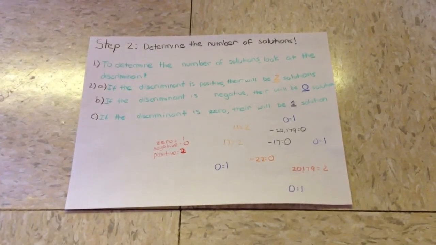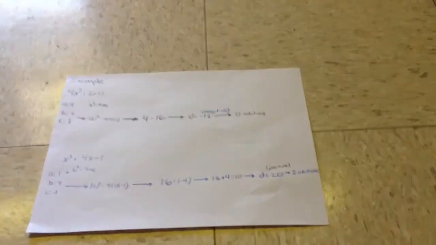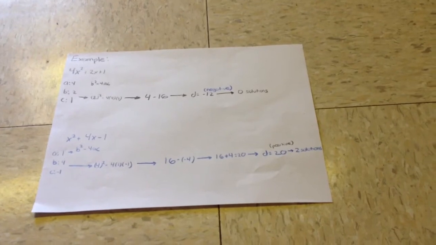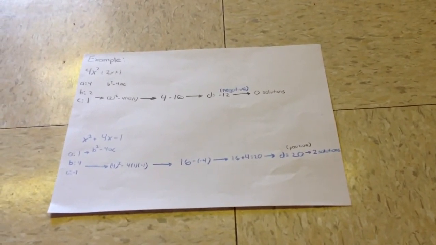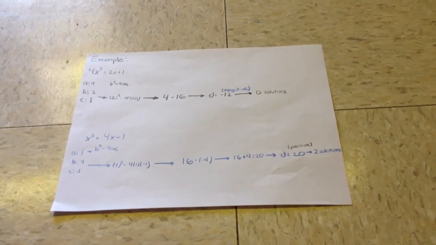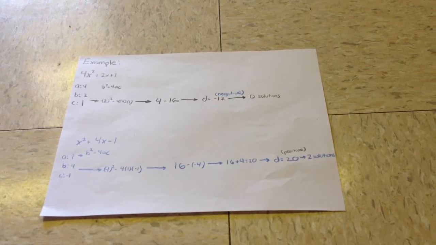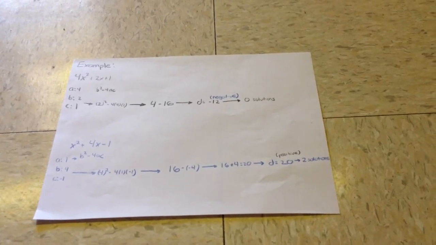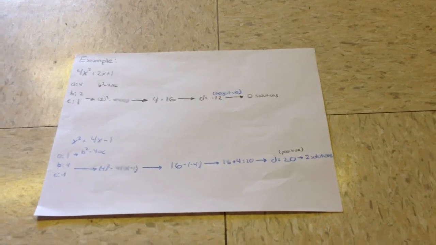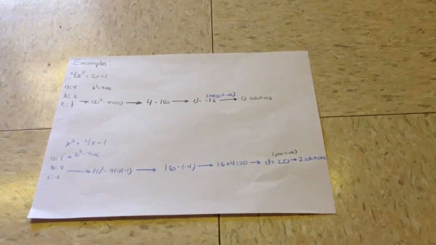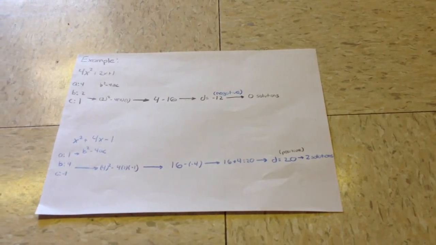Here's another example. As you can see from the previous example, the a value is 4, the b value is 2, and the c value is 1. Following the steps from the previous step, we can find that the discriminant is negative 12. Negative 12 is a negative number, so there will be 0 solutions.